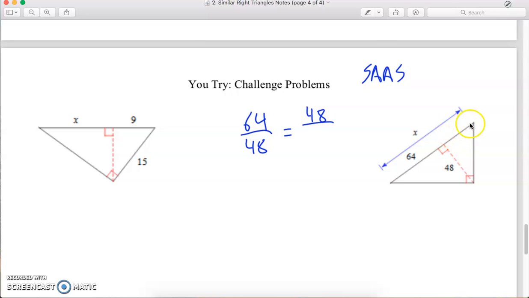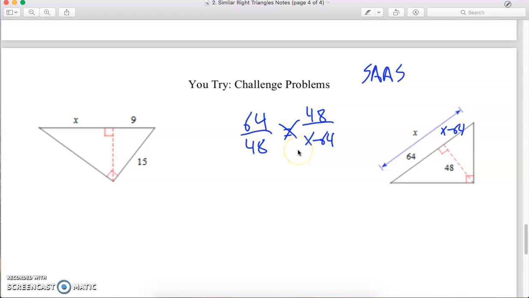So here's the tricky part. There's nothing there for this segment, so we've got to put something there. Well, we know that this segment's 64, and this whole hypotenuse is x, right? And remember, these two segments have to add up to be x. So what we can use to represent this one is the whole thing, x minus 64. If you take this piece away from the whole thing, it's going to leave you with this piece. So that segment, we'll use x minus 64 to represent it.